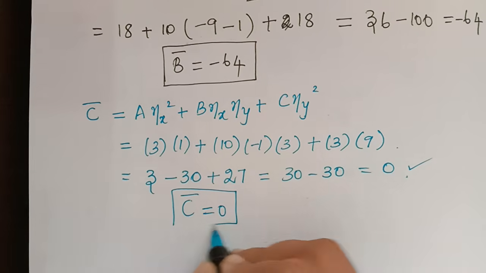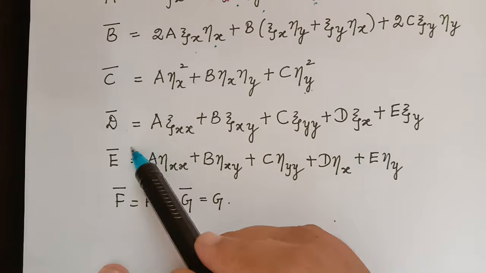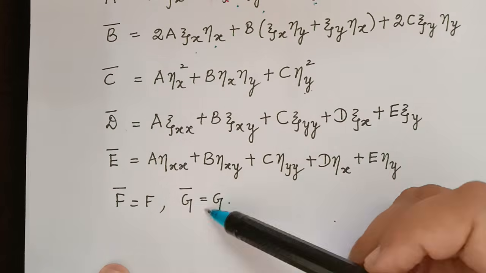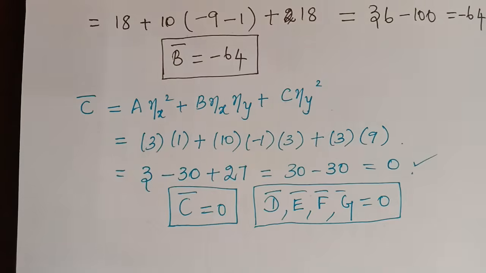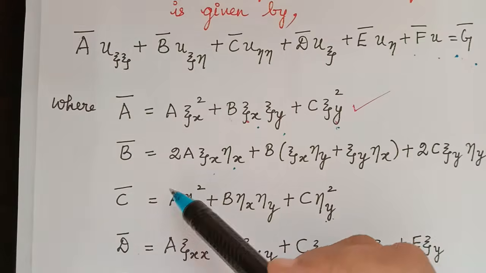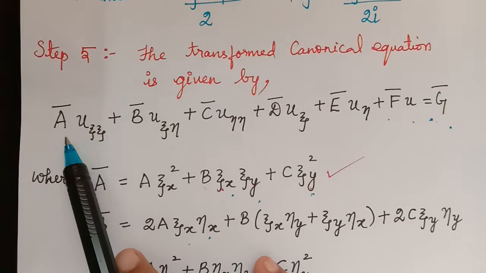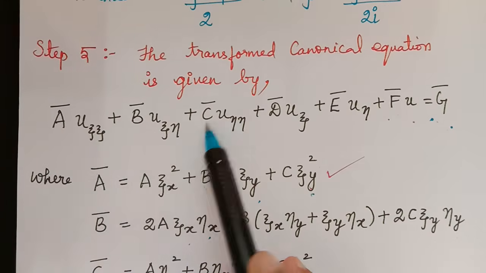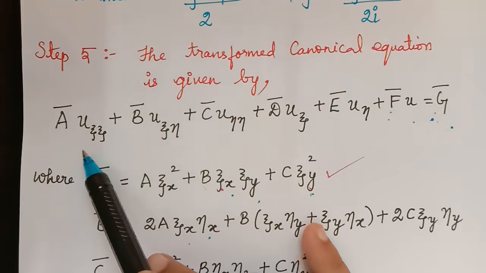In a similar way, we have to find other values by using this formula. And when we do so, we observe that the values of D bar, E bar, F bar, G bar also turn out to be 0 only. Maybe you can evaluate and check it out, but it turns out to be 0 for this problem. Now we have to substitute each of these values that we have evaluated, that is A bar, B bar, C bar, D bar, E bar, F bar and G bar, in this transformed equation, and we get the transformed equation.